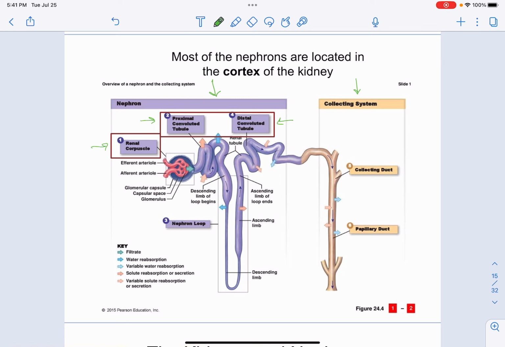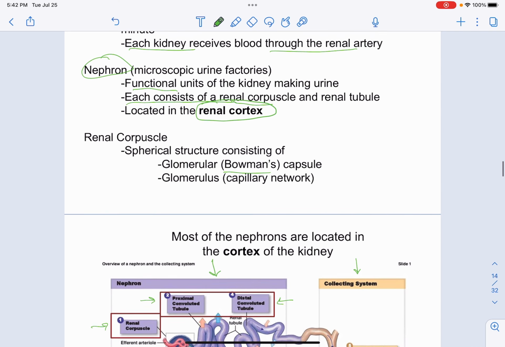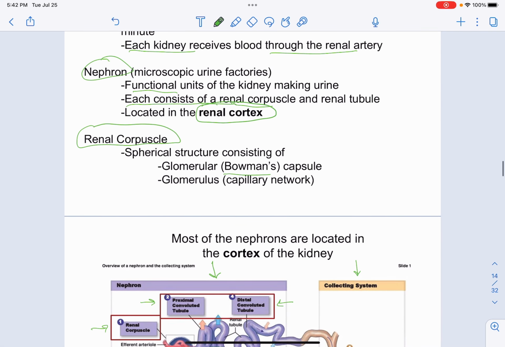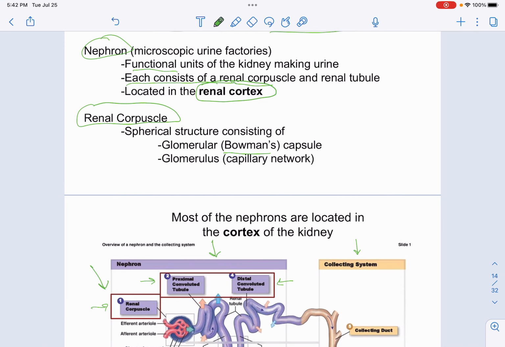So again, the nephron is what is going to filter the blood and send part of the fluid, whatever gets filtered out, through the tubule system, through the collecting system, and out of the body. So let's talk about each of these components. I'm going to take you back a slide because we're going to start here with the renal corpuscle, which is this number 1 here.